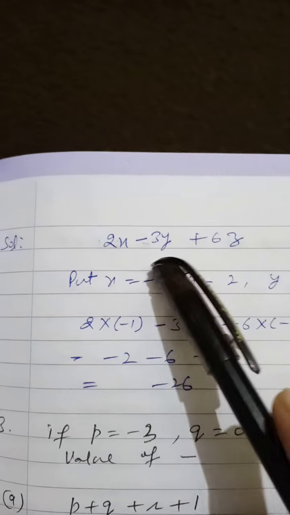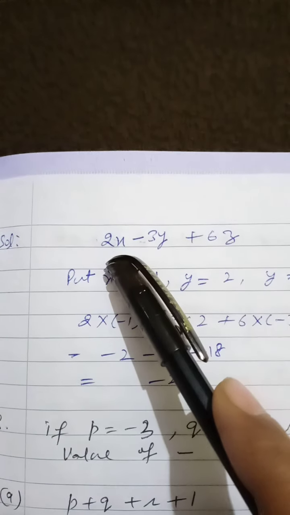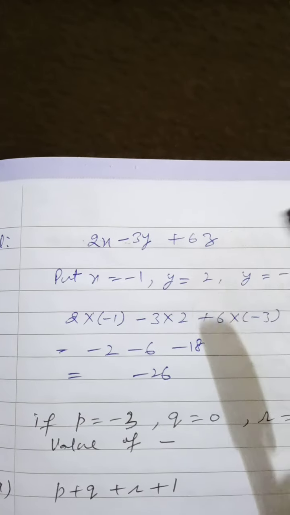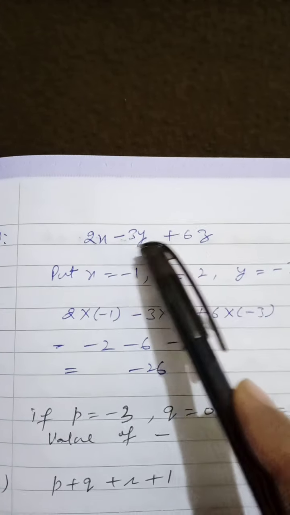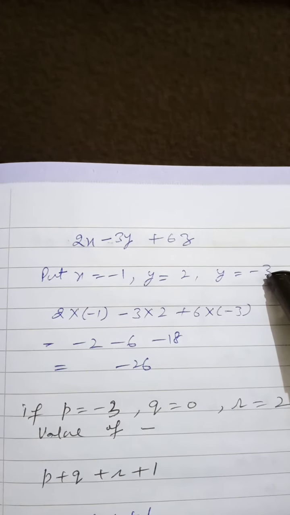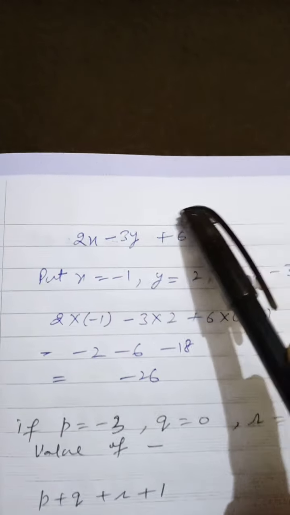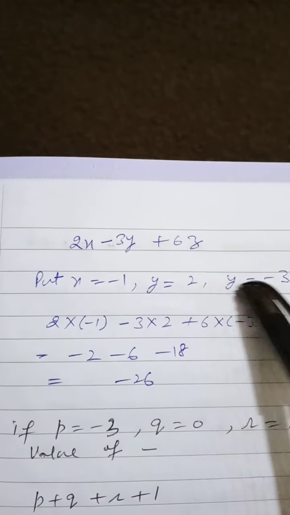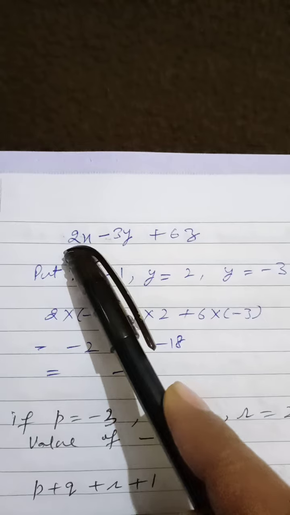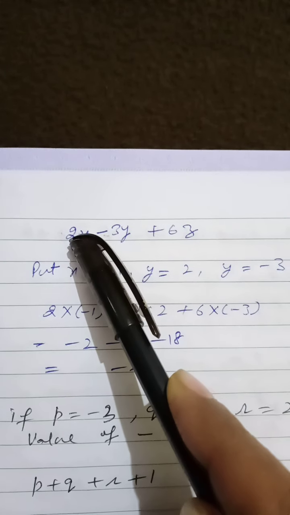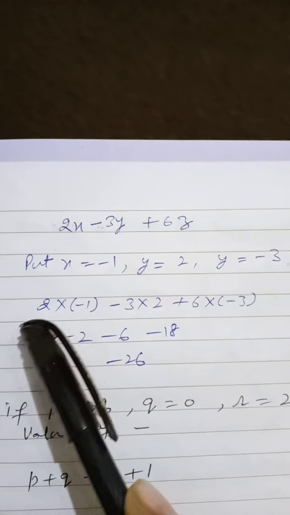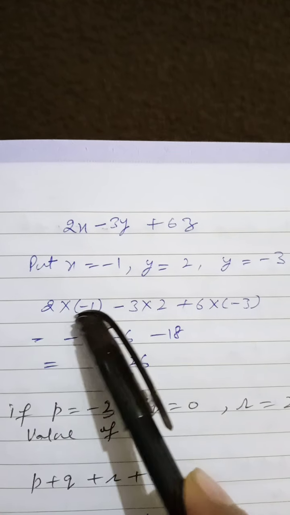Now see B part of question number 2. Here the expression is 2x minus 3y plus 6z and the values of the variables are x is equal to minus 1, y is equal to 2 and z is equal to minus 3. So here we will replace these variables by their values. So the first term is 2 multiply x. There is no sign between them, but we will consider multiply. 2 multiply x, so 2 multiply minus 1.